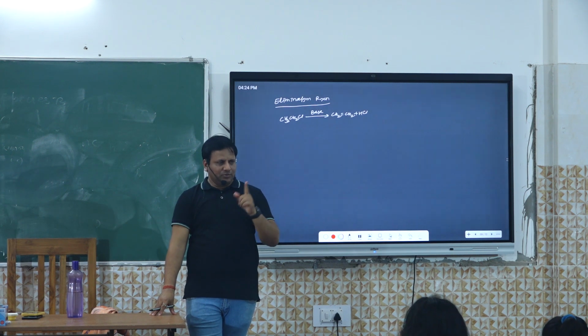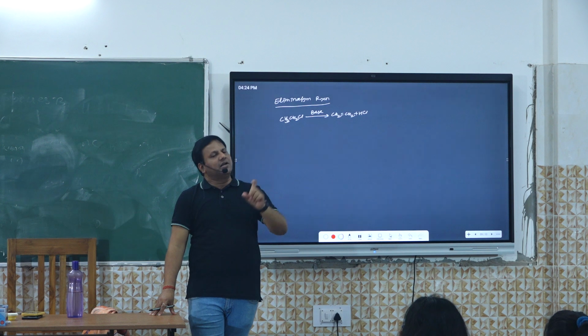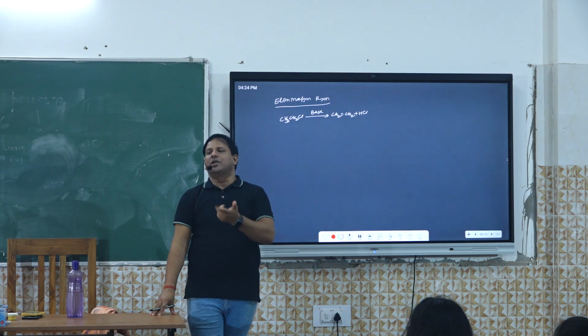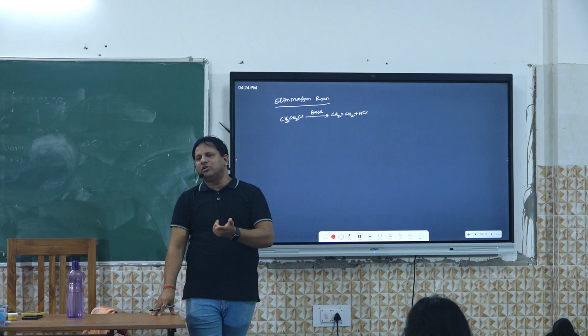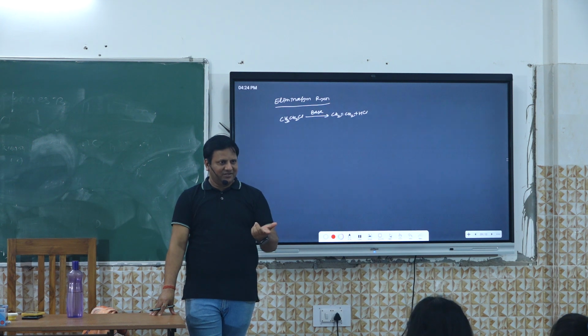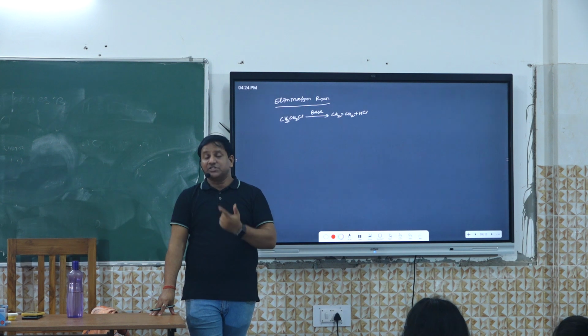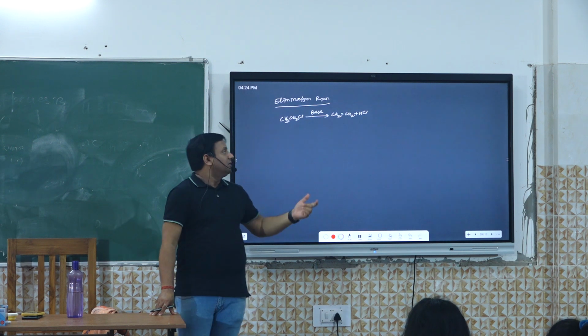Did you understand? If I ask you square planar shape and tetrahedral shape, which is more stable? Tetrahedral. Why? The bond angle. Tetrahedral 109 degree 28 minutes, square planar 90 degree. So this is one of the reasons: to relieve the steric strain.